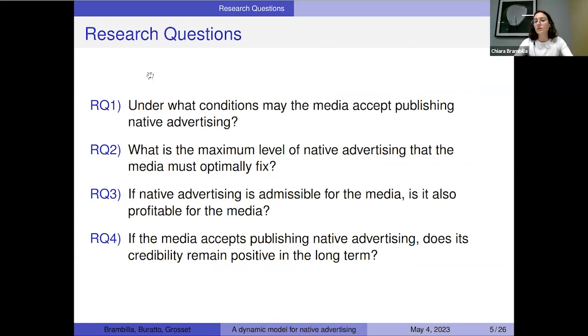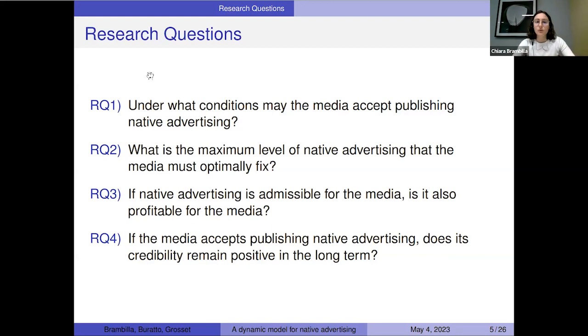First of all, under what conditions may a media accept publishing native advertising? And what is this maximum level fixed by the media outlet to limit native advertising on its platform? Furthermore, if native advertising is admissible for the media, is it also profitable? And last but not least, this is going to be the most interesting question: if a media outlet accepts publishing native advertising, does its credibility remain positive in the long term?